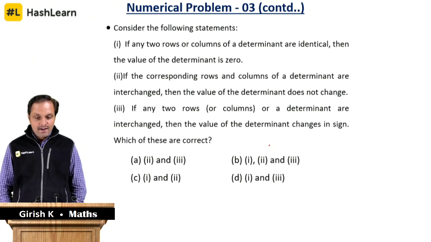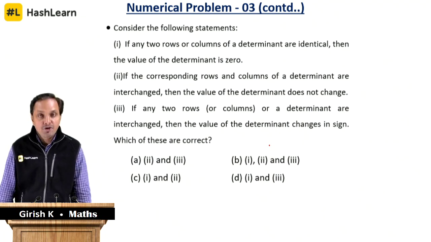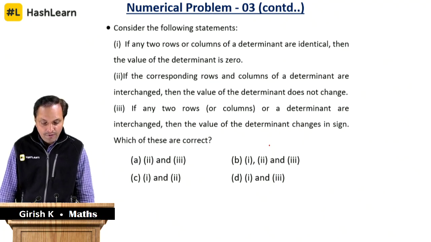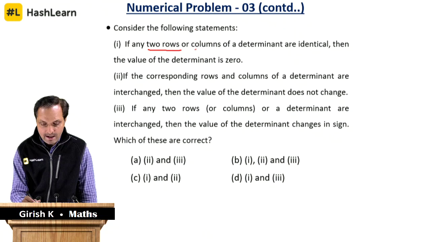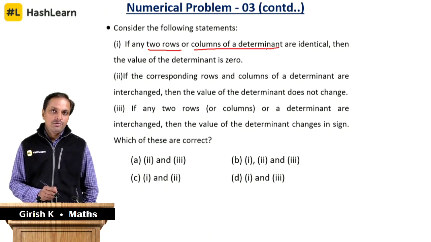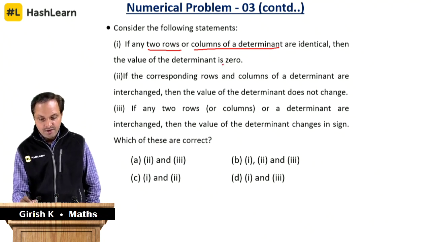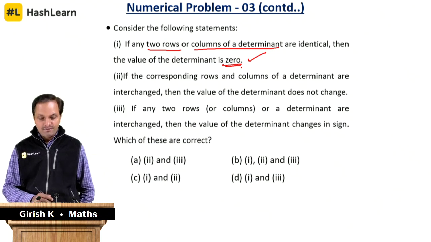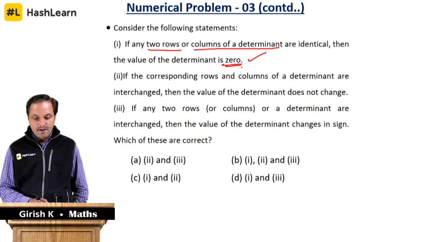Let us go through these statements and check which option matches. If any two rows or columns of a determinant are identical, we have all learnt this property. Whenever two rows are identical or two columns are identical, the value of the determinant is 0. This is a correct statement. If the corresponding rows and columns of a determinant are interchanged, then the value of the determinant does not change.